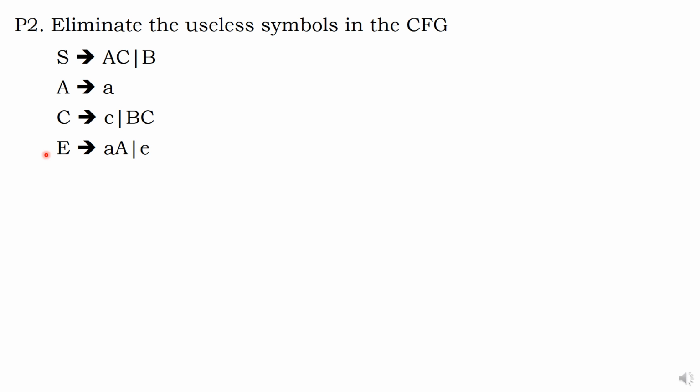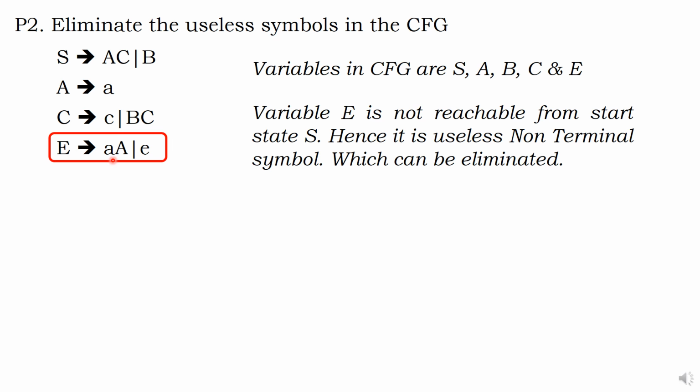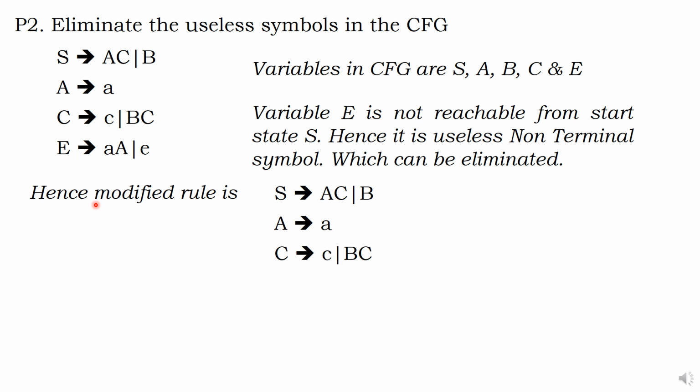Come on. One is not reachable. The other one is not terminating. Okay. So the variables are S, A, B, C, E. All are the variables you are having. Now you should clearly identify. S is reachable to A, B, and C. Come on, from S, am I reaching E? No, we are not reaching E. So, variable E is not reachable, so we can remove that. So, the modified rules, because you cannot reach E from this S, I am just removing. The rules become like this. So, one useless symbol we removed.